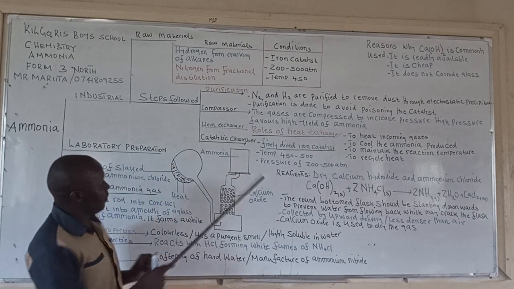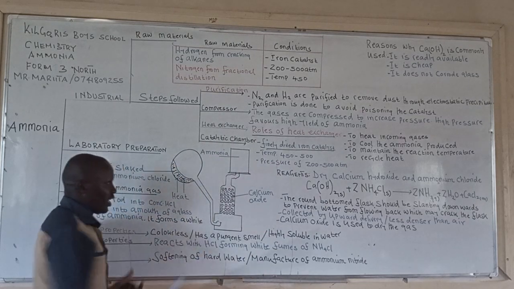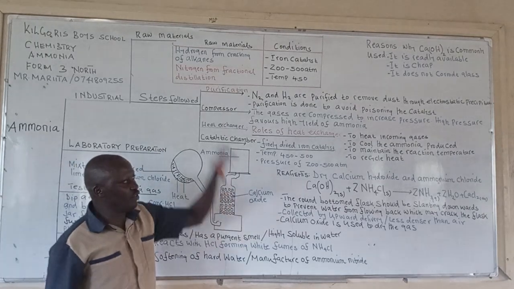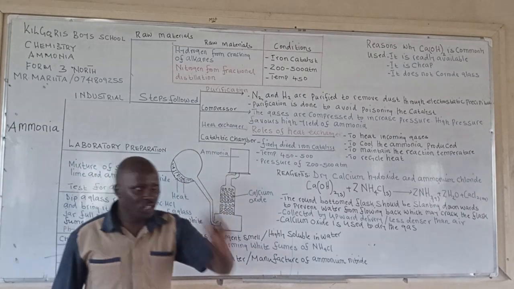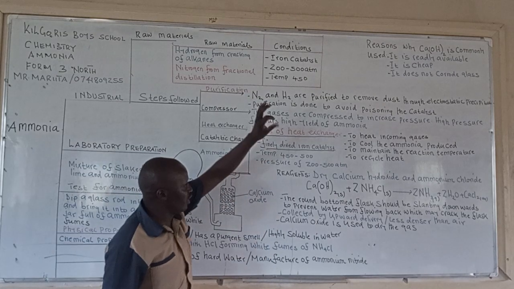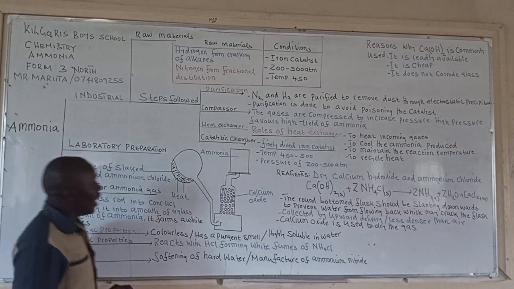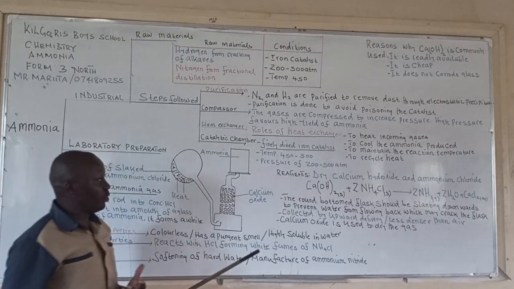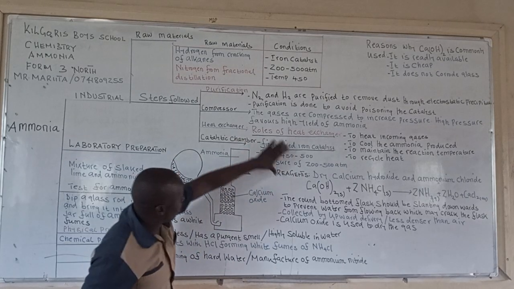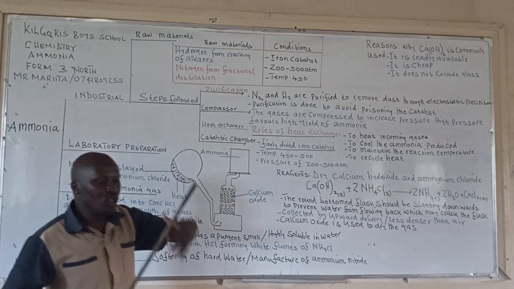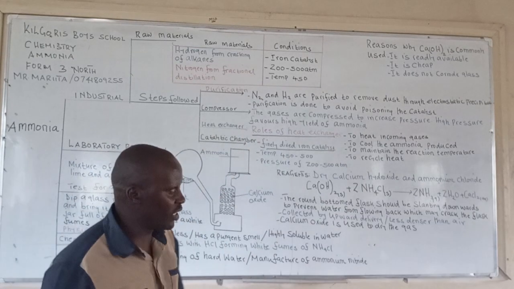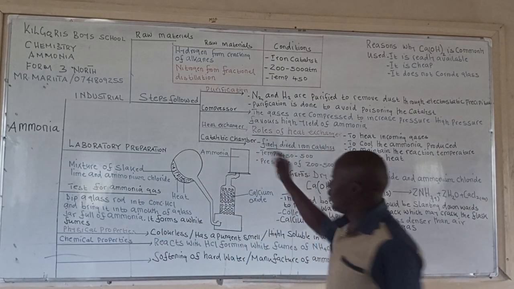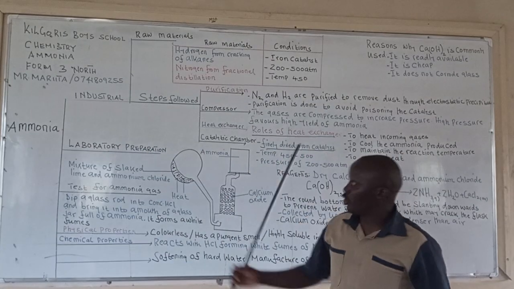Then we have a temperature of 450 to 500. I've told you that in an exam you are not supposed to give the range. Just give a value ranging between 450 to 500. Then we have a pressure of 200 to 500 atmospheres. These are the conditions in the catalytic chamber, which will enable the reaction of nitrogen and hydrogen to take place. Now those are the steps followed in the industrial preparation.